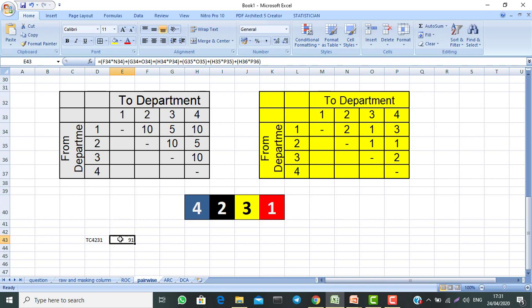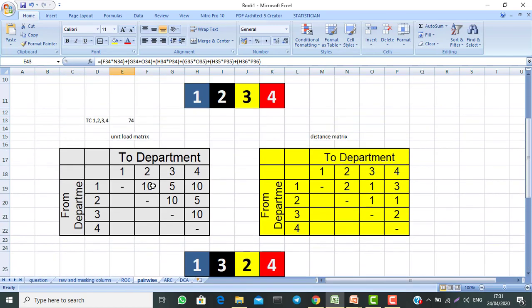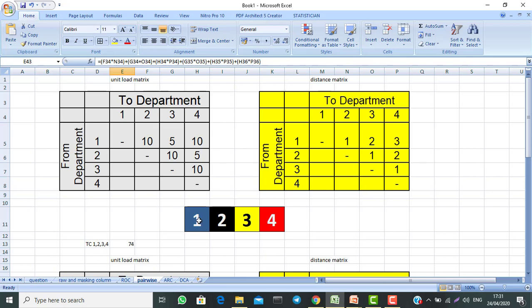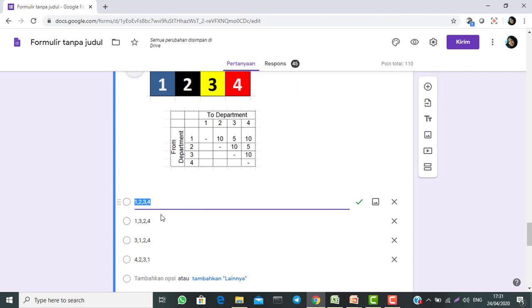So the best layout is taken from the lowest score. The lowest score means the lowest cost. Okay, so the lowest score is obtained by the initial layout. So the initial layout itself already represents the most efficient flow. By using this flow of departments, it requires the smallest moment of movement. Okay, so the correct answer to this question is 1, 2, 3, and 4.